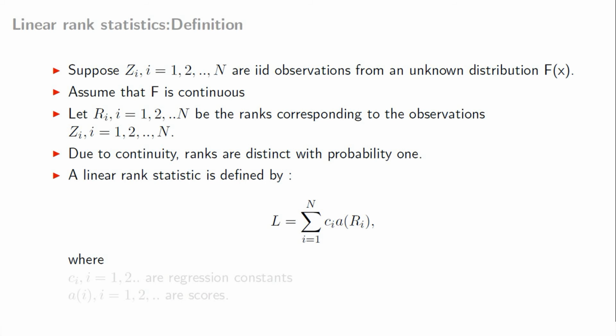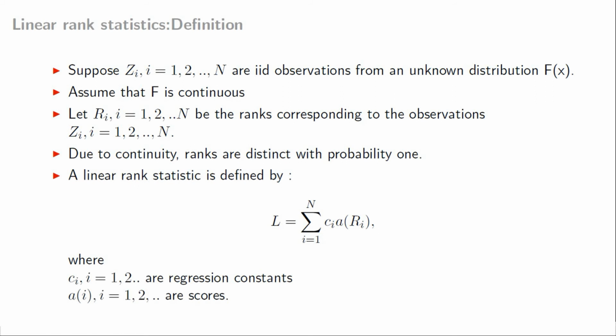Suppose Zi, i running from 1 to n, are IID observations from an unknown distribution F, and we assume that F is continuous. Let Ri be the ranks corresponding to the observations Zi. Due to continuity, ranks are distinct with probability 1. A linear rank statistic is defined as L, which is the sum of Ci multiplied by A of Ri, summing over i from 1 to n, where the Ci are known as regression constants and the A are known as scores.